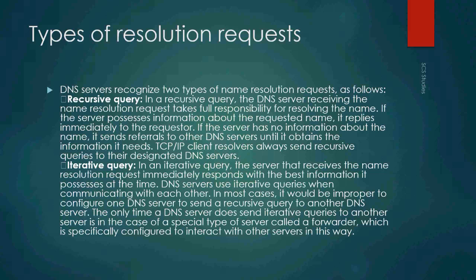TCP/IP client resolvers always send recursive queries to their designated DNS server. Whenever you are configuring a client machine, you put a manual DNS entry on the DNS server tab. So when a client machine sends any DNS request to its local DNS server, that is always a recursive query, so that the client can get the maximum output of its query. The DNS server is the sole party responsible for resolving the requester's name on behalf of the resolver.